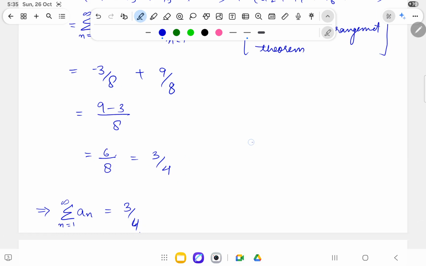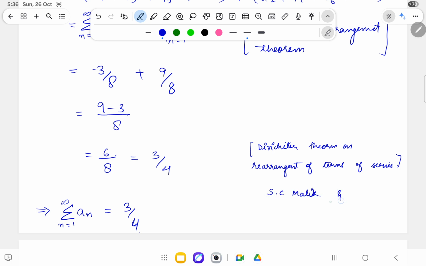So the justification here is Dirichlet's theorem on rearrangement of terms of series, and you can also check out its proof in the S.C. Malik and Savita Arora book on mathematical analysis.